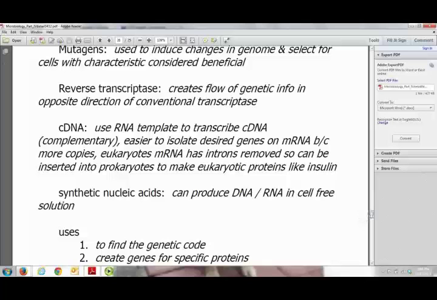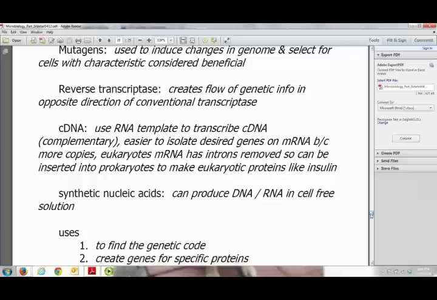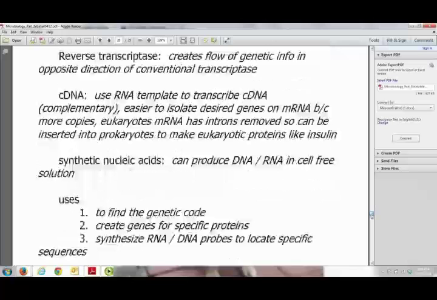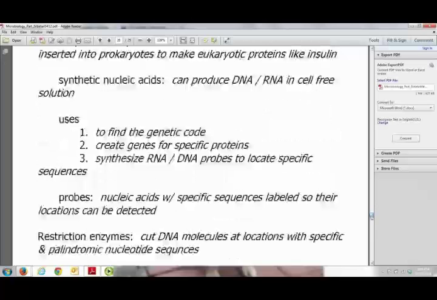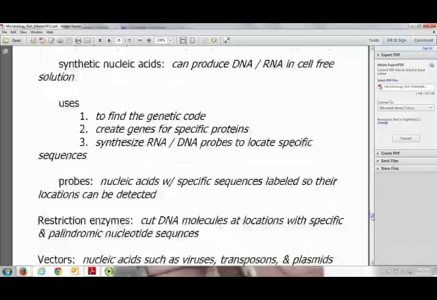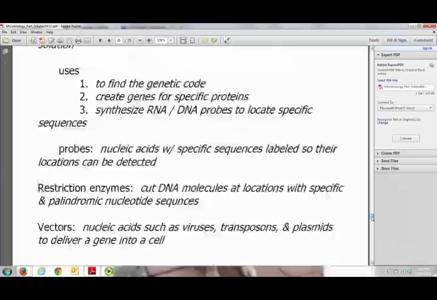We can make synthetic nucleic acids. We can actually produce DNA and RNA in a cell-free solution. This can be used to find the genetic code of things, to create genes for specific proteins, and to synthesize RNA and DNA probes that are used to locate specific sequences.